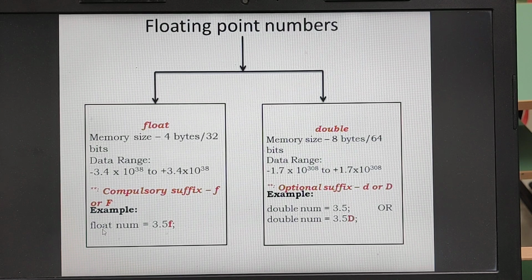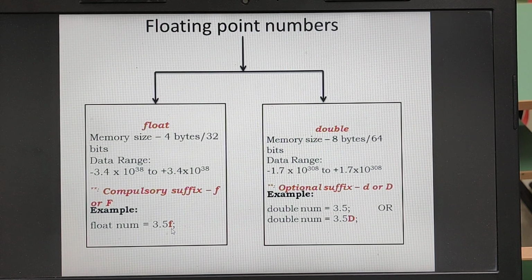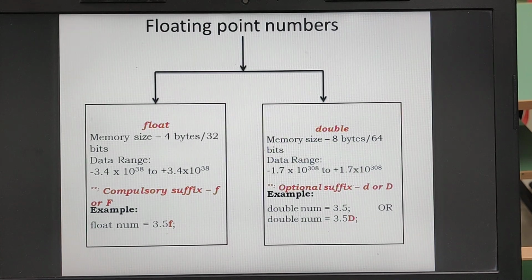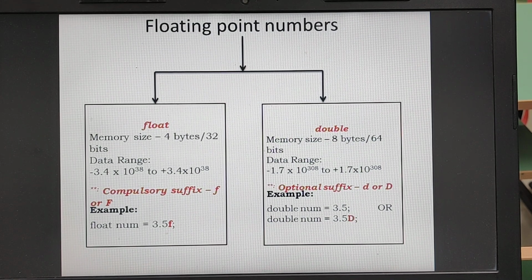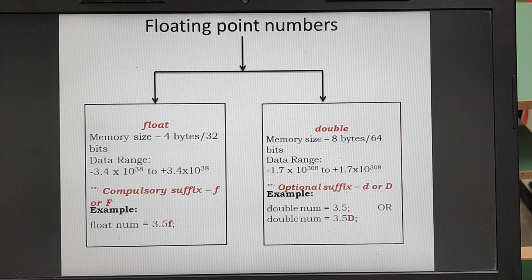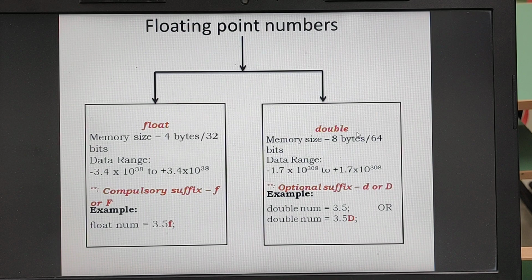For example, if I say float num is equal to 3.5f, then f indicates to the computer this must be a float type value. Now float cannot take more than 6 decimal places. If I have a number greater than float, then I must use double.